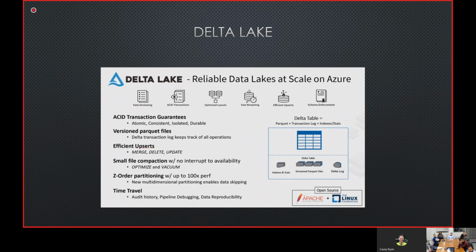And why this is important is because normally you would never be able to do that with parquet files. You would have to manually track that and do it. And it was a pain. And Z ordering and partitioning has over 100 times performance compared to normal data skipping.